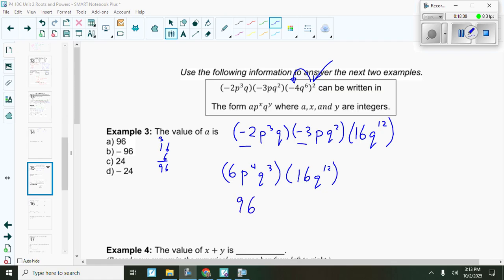What's our p? There's no p to multiply it with, so p just stays p to the power 4, right? Did you guys have that? P to the power 4, yeah. And then q. We're multiplying the q's, so we add the exponents. So you should have q to the power 15. Awesome. Good, good, good.